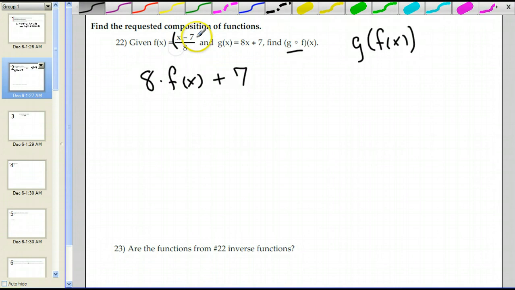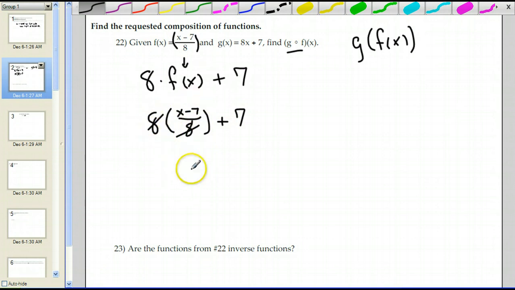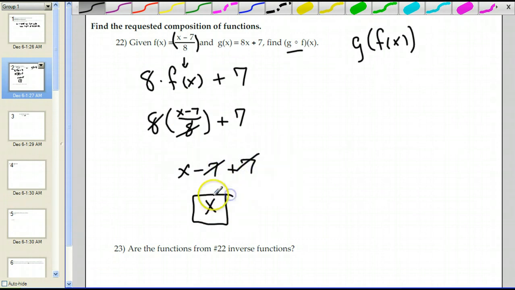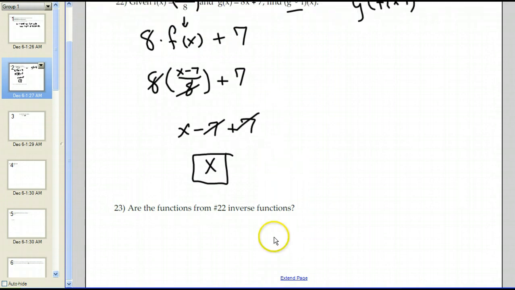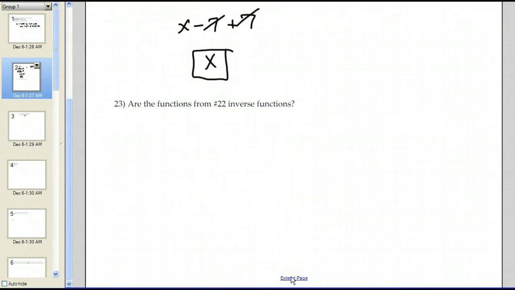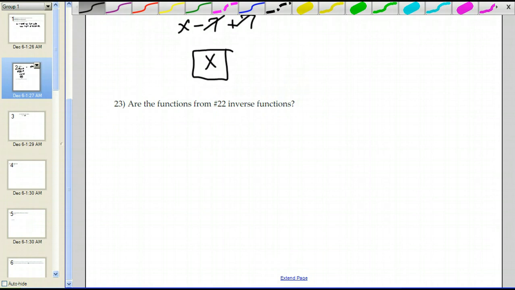Alright, well here's f of x. I'm going to put that in where f of x is, and I'll get 8 times x minus 7 over 8 plus 7. Alright, notice here this 8 and this 8 will wipe each other out, and we got x minus 7 left plus the other 7. They're going to wipe each other out, so we end up with just x. Alright, g of f of x is just simply x. Now 23 says, are those two functions in 22 inverse functions? Alright, it certainly looks like they're going to be, because g of f of x is x.